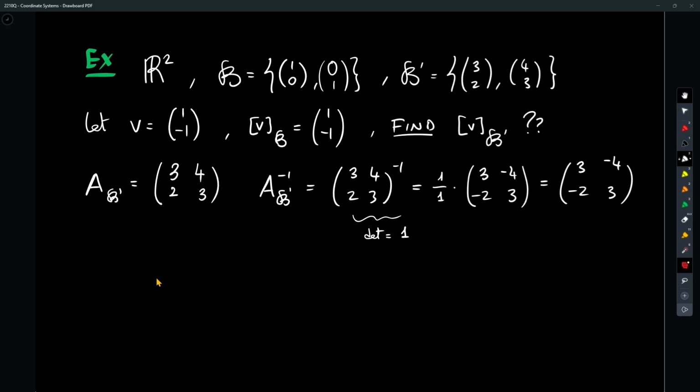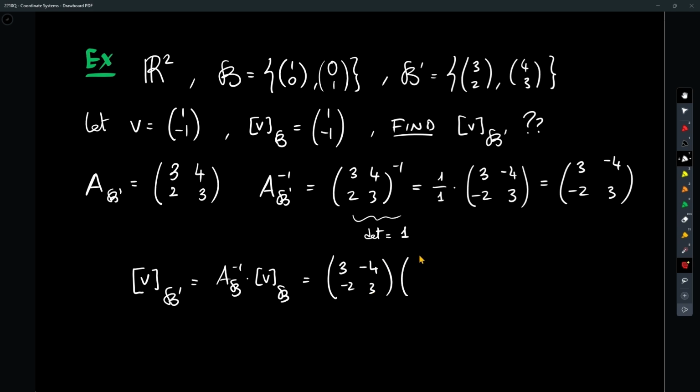And now the formulas that I had before tell me that if I want to find the coordinates of v with respect to the new basis, then I have to multiply the inverse matrix times the coordinates with respect to the canonical basis. I have the inverse matrix, it's [3, minus 4; minus 2, 3]. I have the coordinates of my vector in the canonical basis. I multiply and I get 3 minus minus 4, so plus 4, and minus 2 minus 3. So the vector is the vector 7, minus 5.